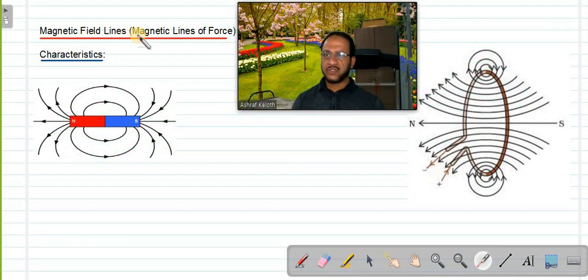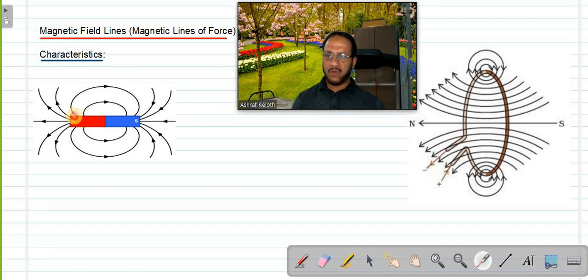Magnetic field line. It is also called magnetic lines of force, and it can also be called flux lines. These magnetic field lines are used for representing a magnetic field. A magnetic field is a region surrounding a magnet where we can feel the force of attraction or repulsion of the magnet, or we can feel the effect of the magnet. And this region is actually invisible. So for practical purposes, we can picturize the magnetic field by using magnetic field lines or magnetic lines of force.